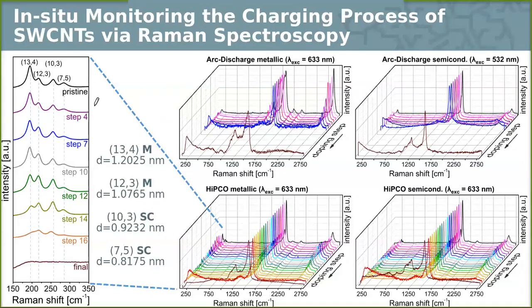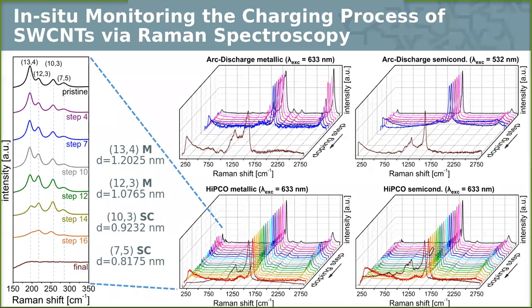So here you can see that we were monitoring the charging process. We were giving electrons to the single wall carbon nanotubes in situ under high vacuum conditions, and every few seconds at the beginning, we were measuring the changes in the RBM modes as a function of exposure to potassium. You can see here we have four different samples. We have hypco metallic, hypco semiconducting.